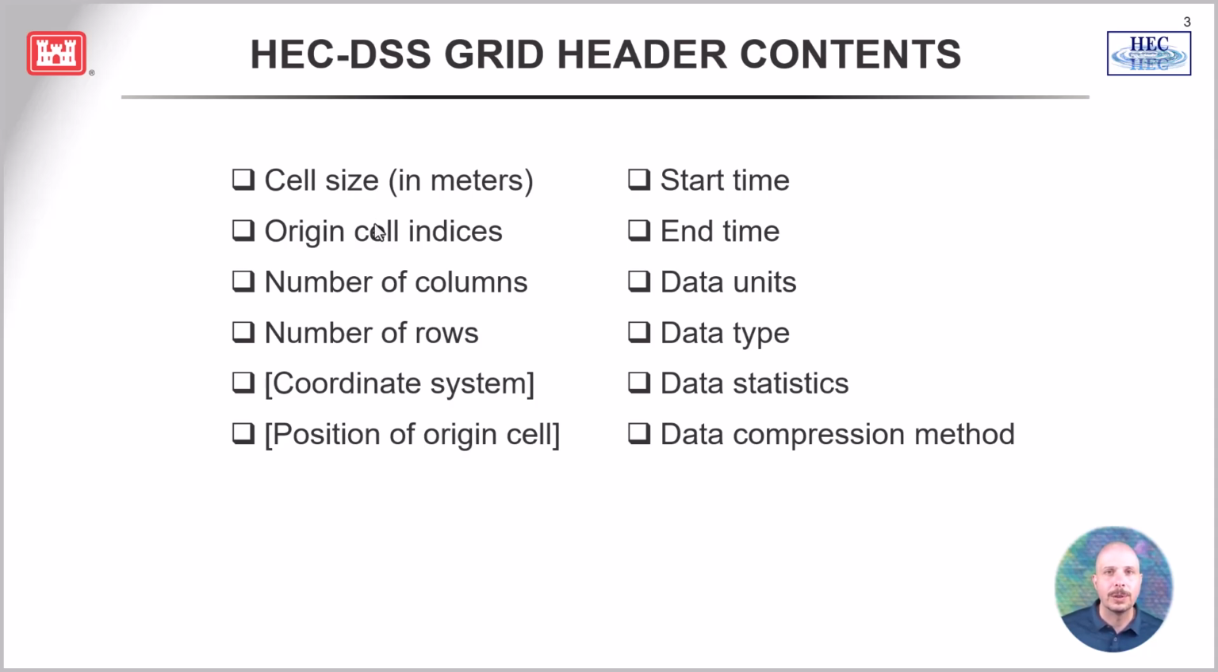The assigned coordinate system is included in the header to help with geospatial handling of the gridded record, and the start and end times for each gridded record, along with the data type attribute, help determine what type of statistics and calculations would apply for the record.